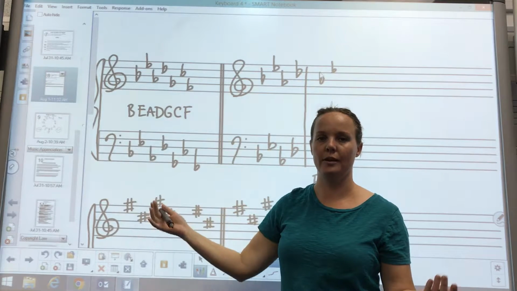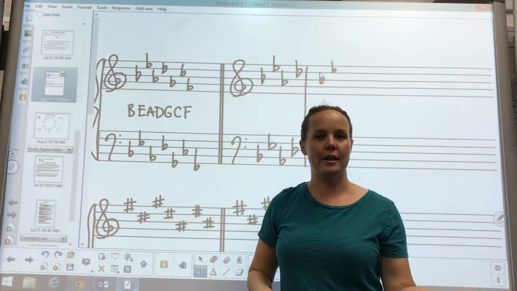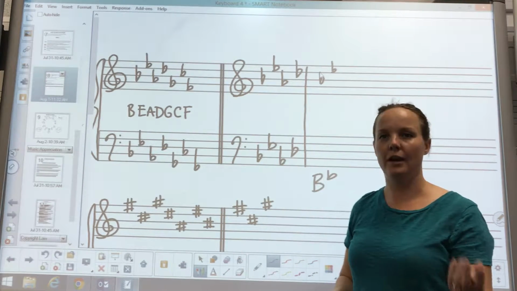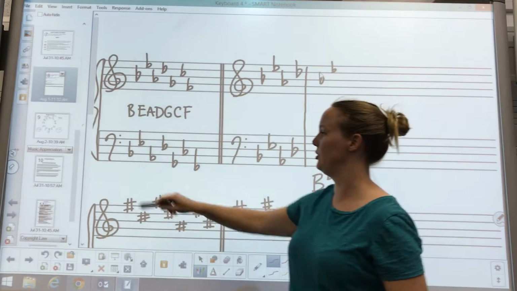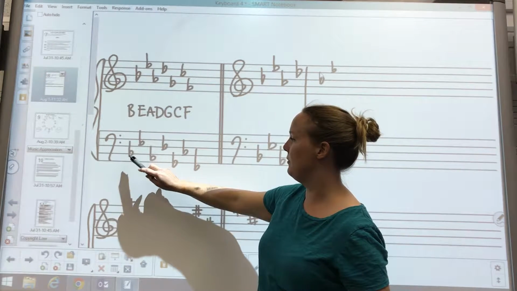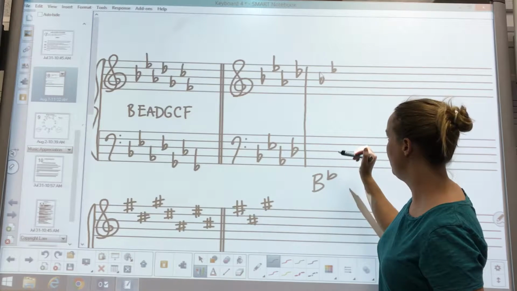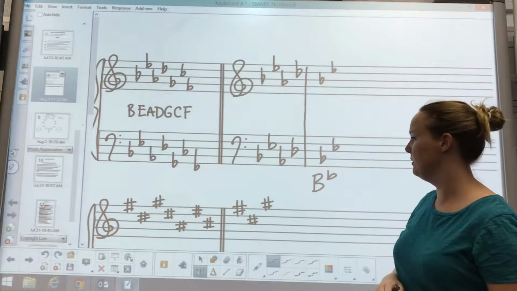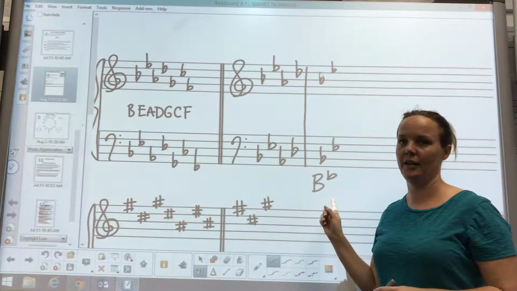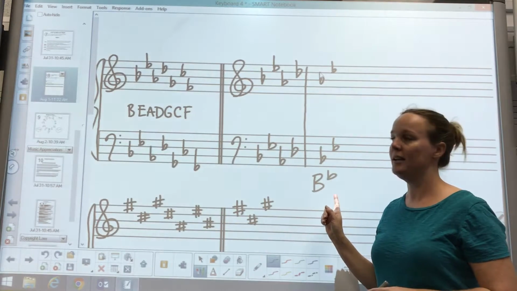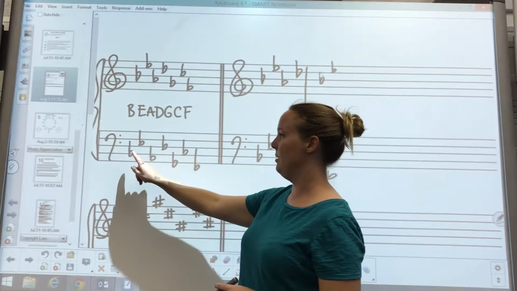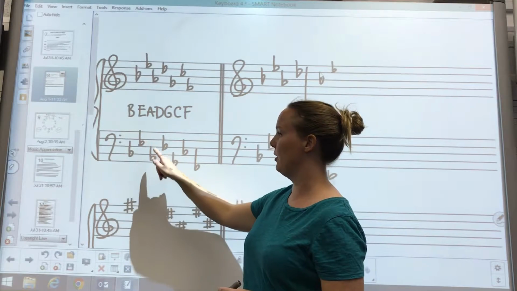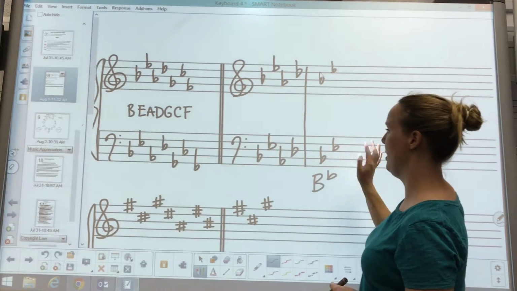Same thing for the bass staff. If you're using the grand staff for keyboard or music theory, you would have both staffs sharing the same key signature. So in the bass staff, we have B flat and E flat as well. So just to recap, all we did was we referenced how many flats we needed from our circle of fifths, and then we pulled that number starting from the beginning of our order of flats and drew them out.